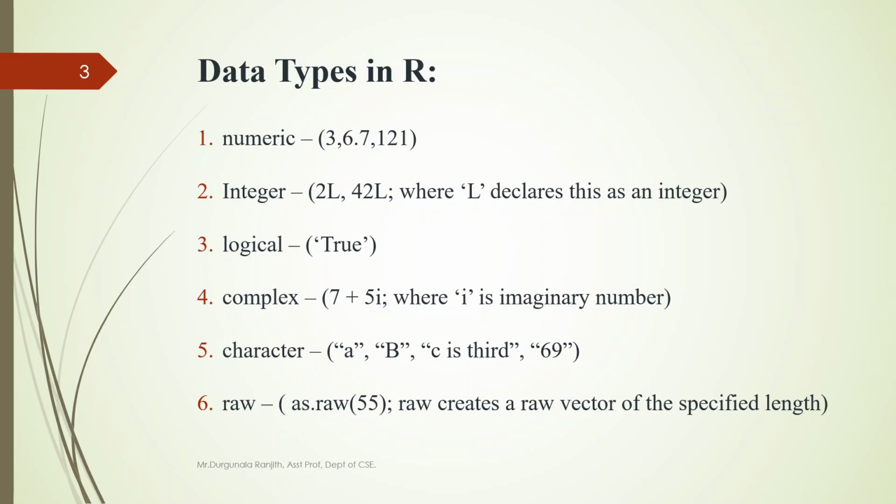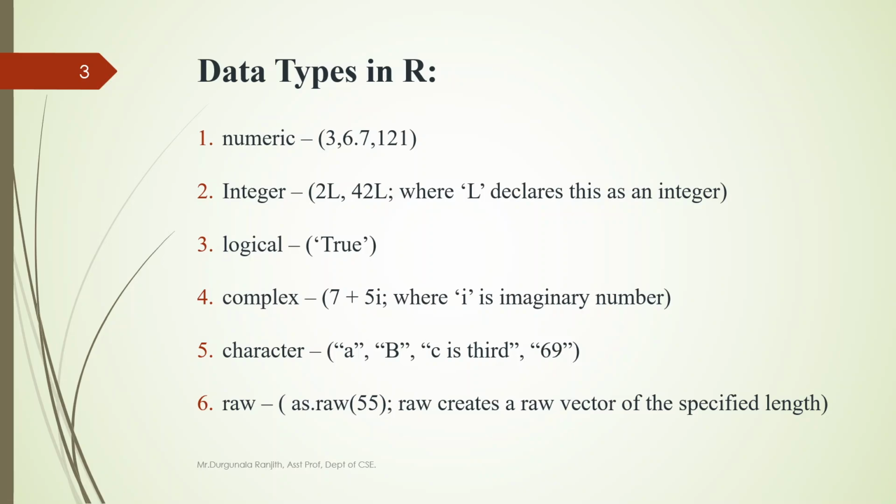Let's see the different data types supported in R programming. The first one is the numeric data type. On the right side I have given some examples. The first one is 3, an integer value. The second one is 6.7, a decimal value, which means a float value. A float value is also considered a numeric data type. And 121 is an integer value. So the numeric data type is a combination of integer values and float values.